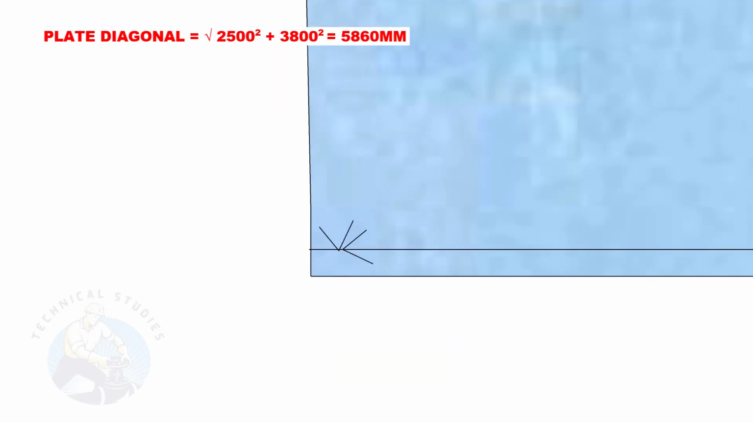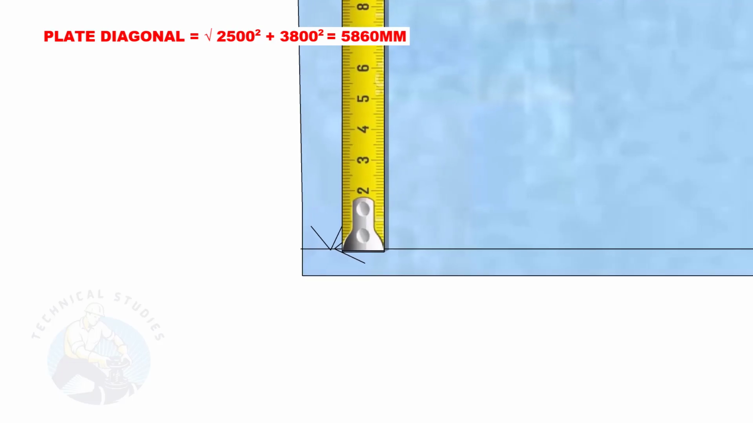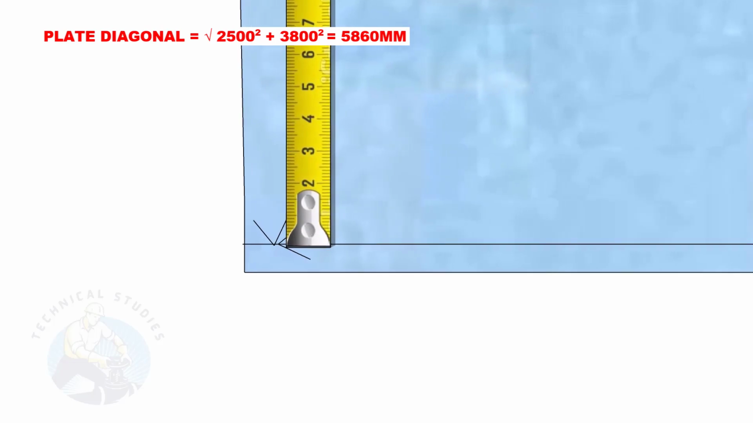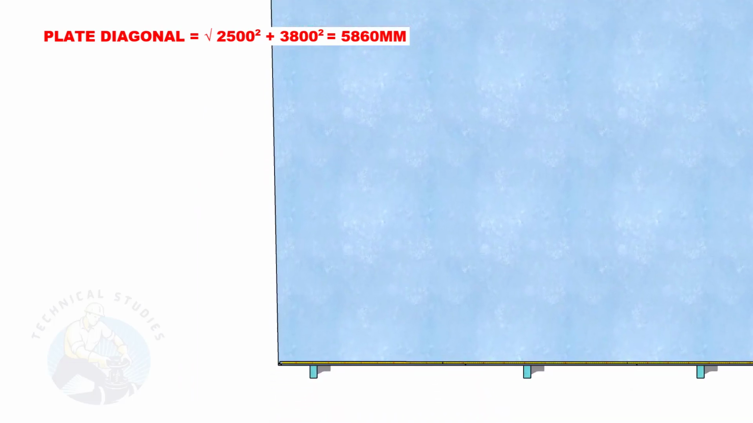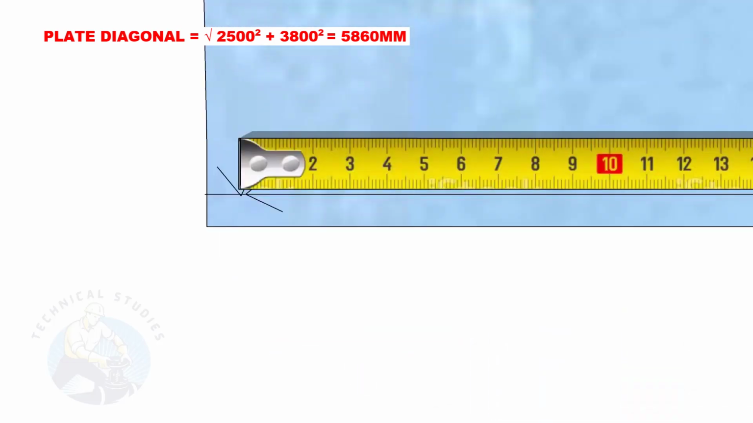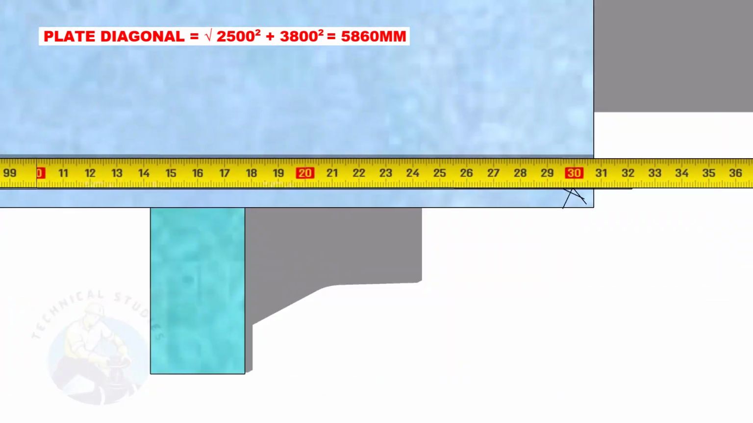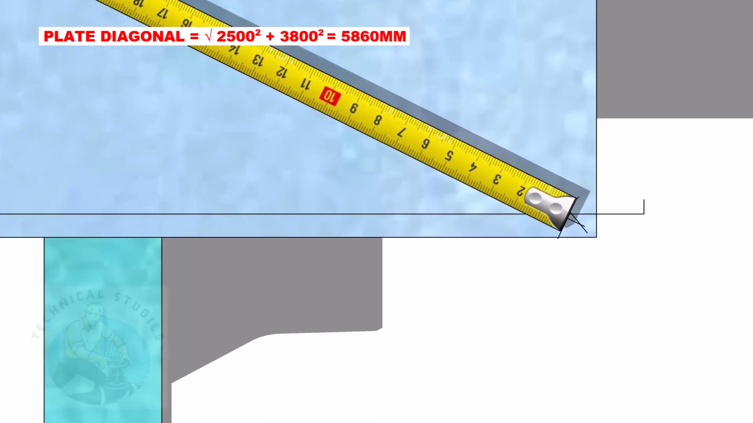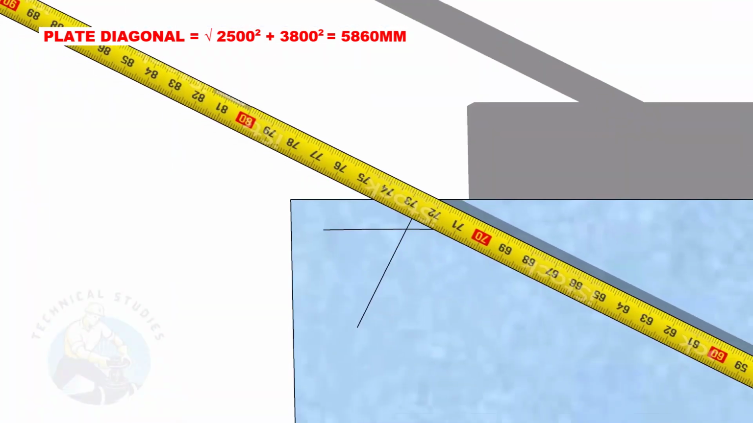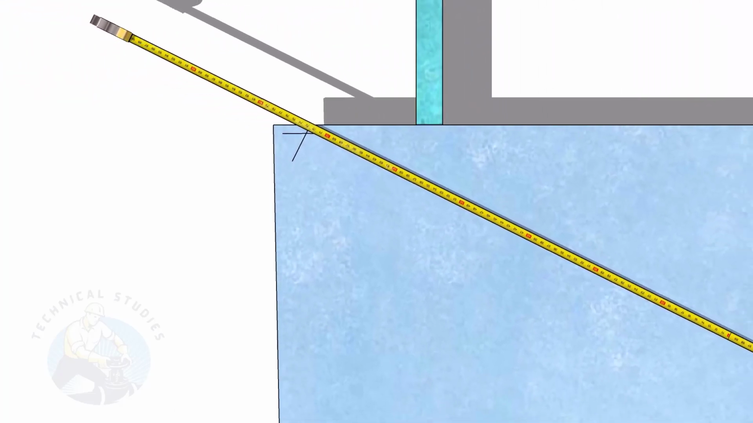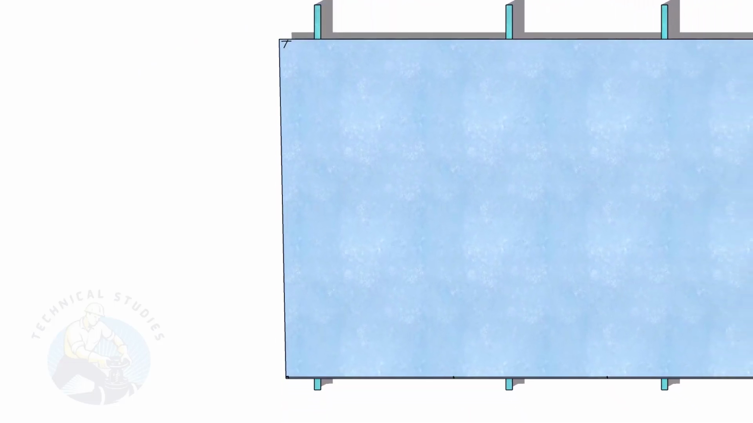Mark 10 mm back from the plate's edge. Draw a small arc of 2500 mm as shown. Mark 5300 mm to the other end of the plate. Starting from this corner, draw a diagonal arc of 5860 mm to the opposite corner and cut the previous arc. Draw a line connecting these marks.